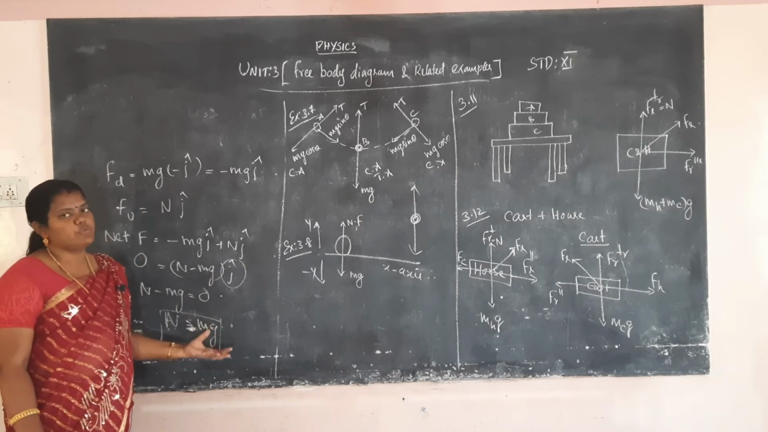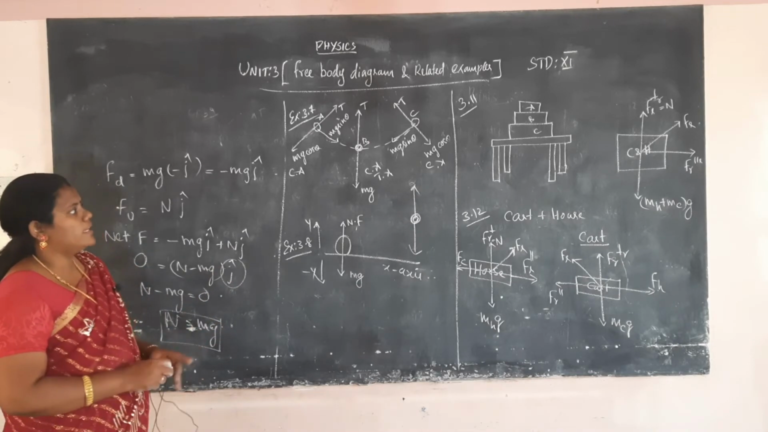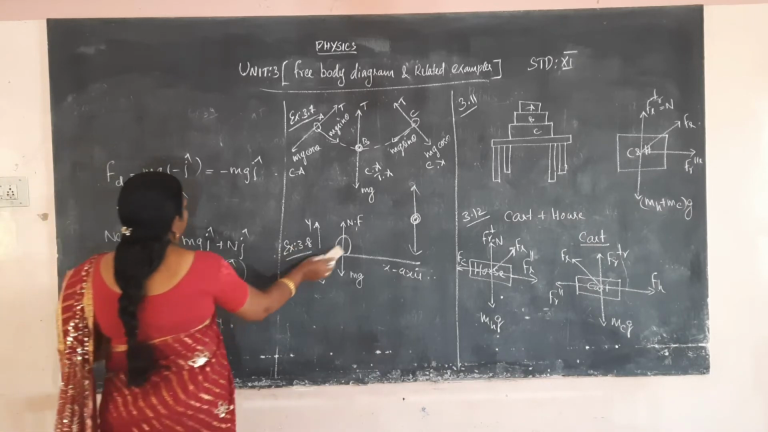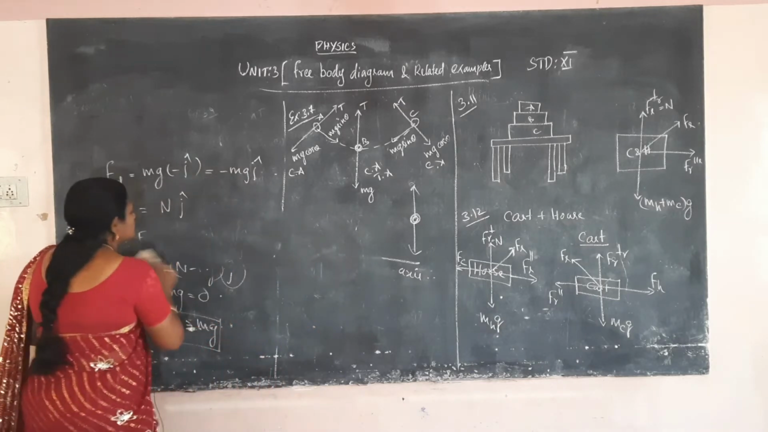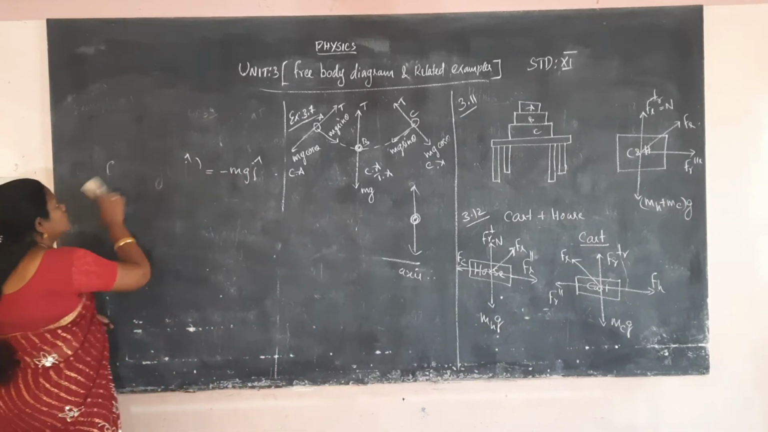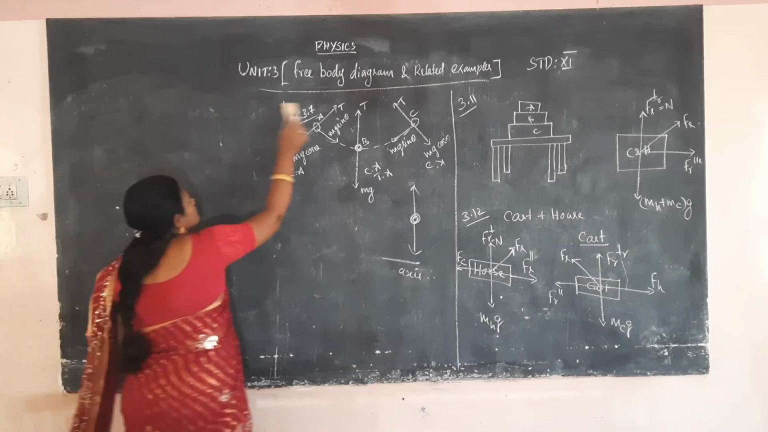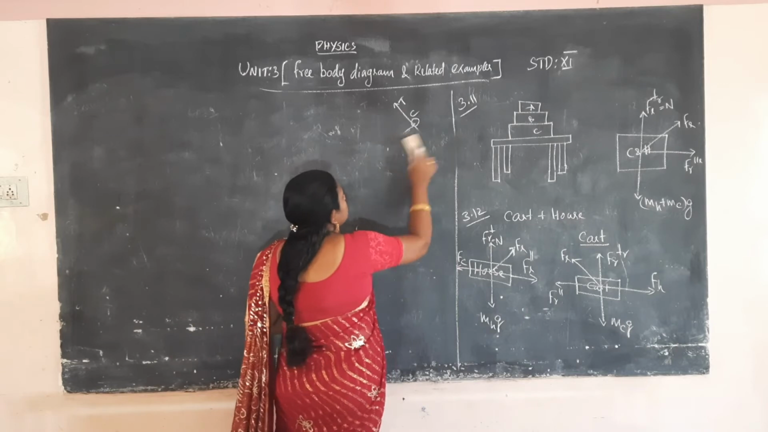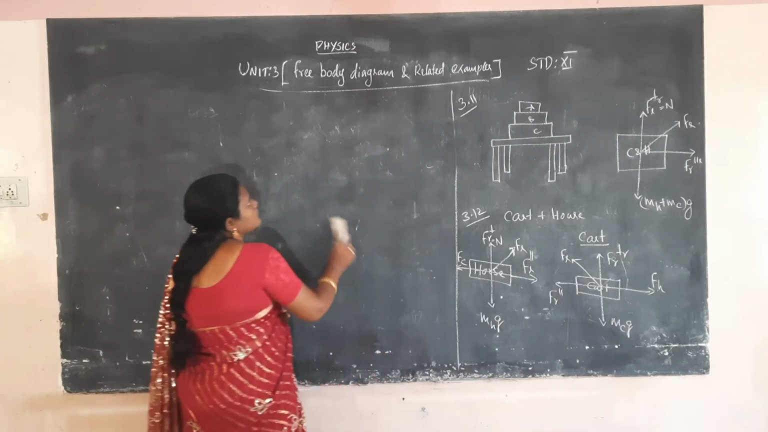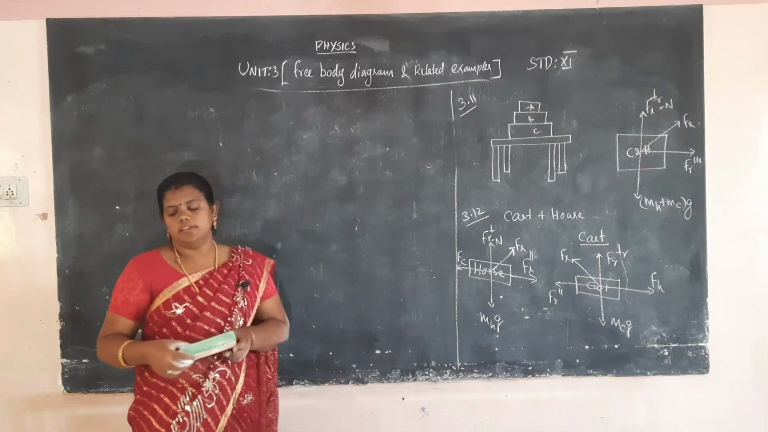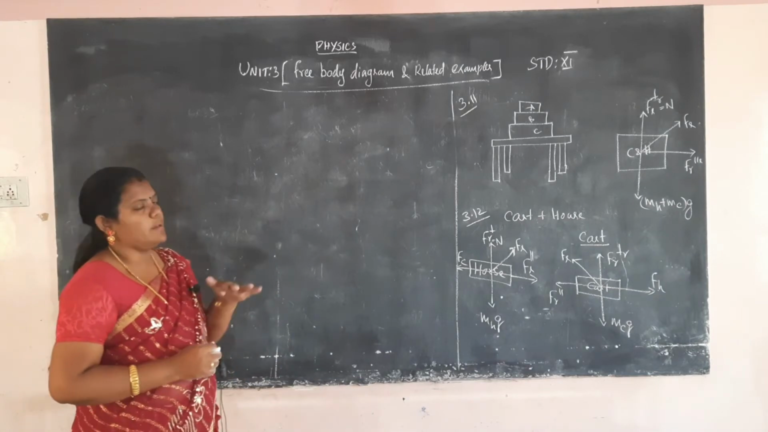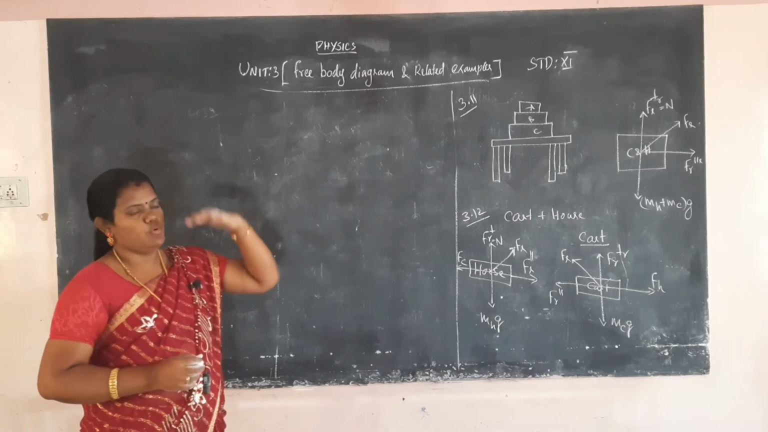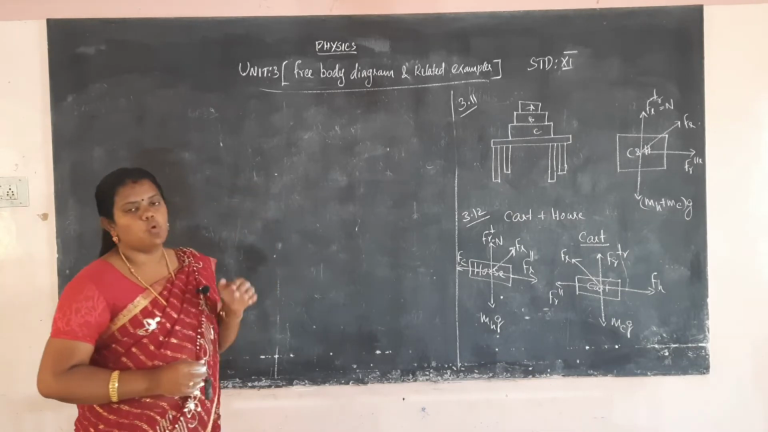We will find out the net force. Okay, and then example 3.11. Example 11 means one table. Okay, 3 blocks are there, one above the other. Okay, A, B, C, 3 blocks are there.